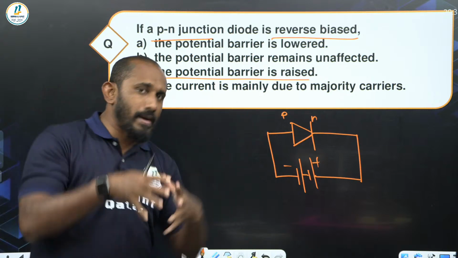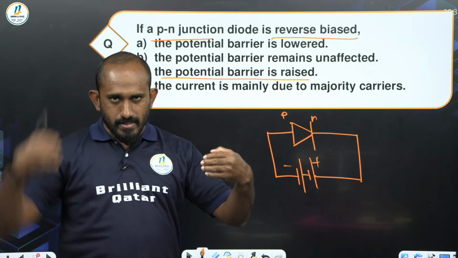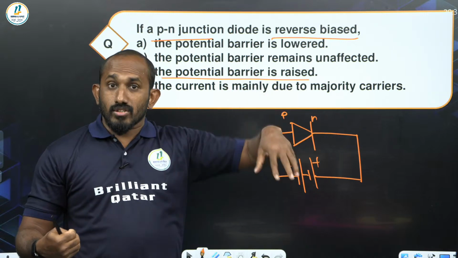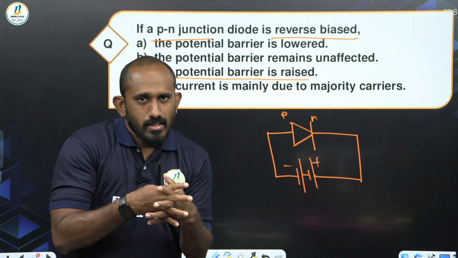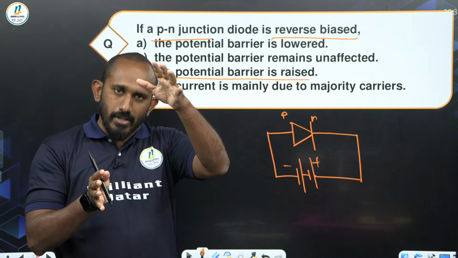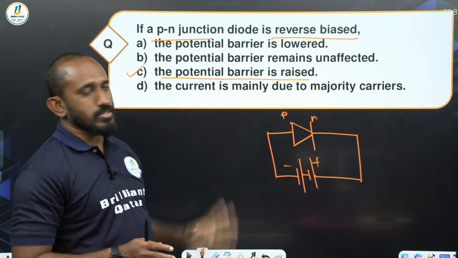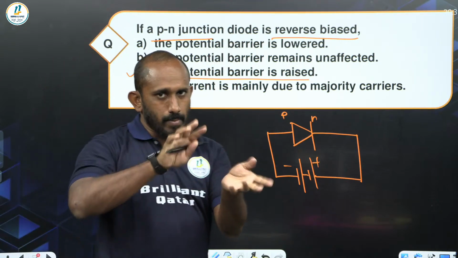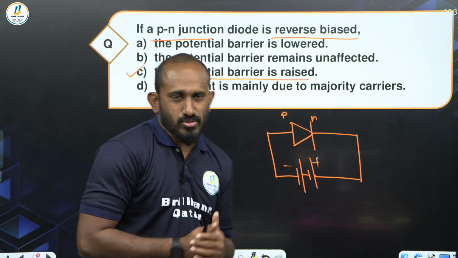And if it is forward biased, what happens? The majority charge carriers, that is, holes from the P side and electrons from the N side, move towards the junction. As they move towards the junction, the depletion region width will decrease and the potential barrier will decrease. It will be lowered in forward bias. So just the opposite is the answer. Got it? So please keep in mind that idea, forward bias and reverse bias. Okay, let's go for the next question.